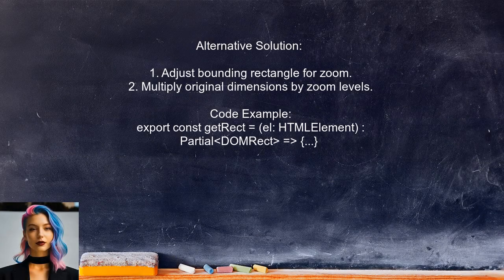Additionally, if you want to adjust the bounding rectangle for zoom, another function can be used. This function calculates the adjusted rectangle dimensions by multiplying the original dimensions with the zoom levels.